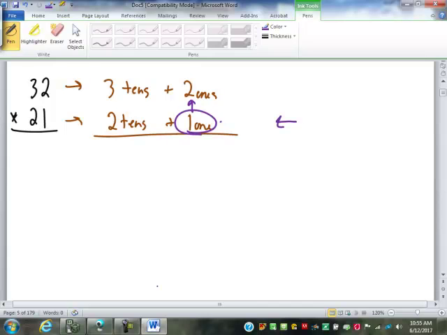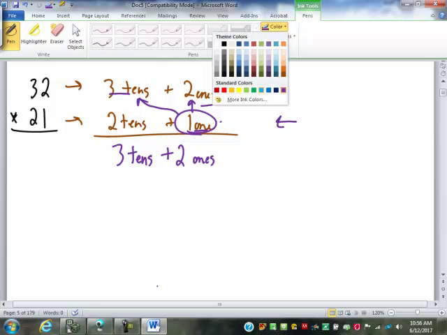So 1 one times 2 ones. Well, combining counts. 1 times 2 is 2. But we also have to combine the names. Ones times ones is just ones. Anything times 1 is itself, right? Then we move to the next digit of the top number. So we're still using the 1 one times the 3 tens. Combining counts. 1 times 3 is 3. Combining names. Ones times tens is tens.